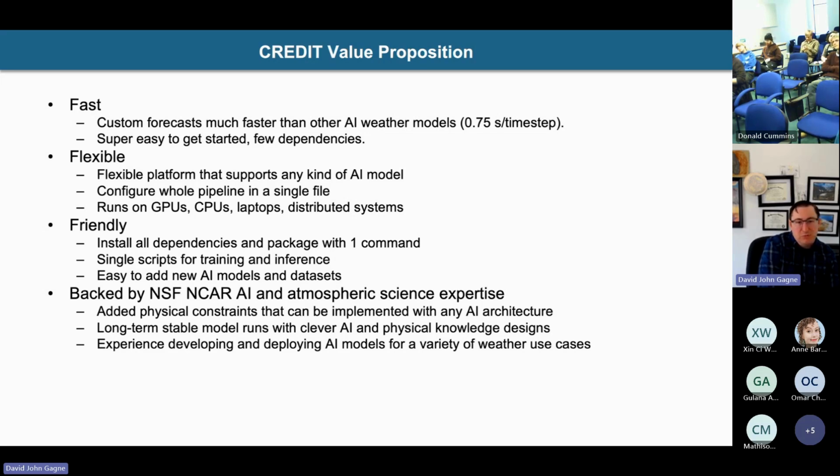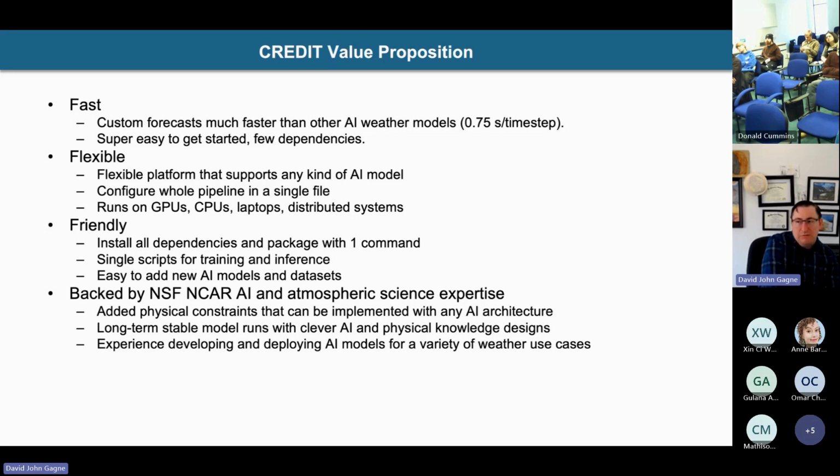Again, the platform is very flexible. We want to support just about any kind of AI model, and be able to configure a whole pipeline in a single file and run it on just about any kind of computing system that you can install PyTorch on. We're making it as user-friendly as possible, minimizing installation dependencies, trying to have single scripts for training and inference, and making it relatively easy to add new AI models and datasets. This is still an ongoing process, but it's something that's guided our development.